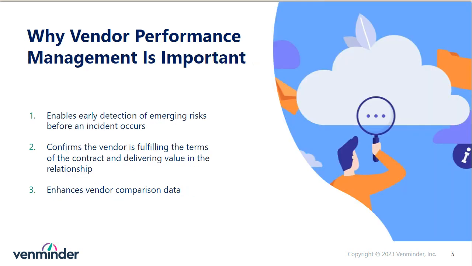So vendor performance management is really important for many reasons, but here are the top 3. First of all, we always need to watch the performance because declining performance is usually an indicator of risk in other areas, and we want to make sure that we catch that early before anything big goes off the rails. The second is that we need to confirm that the vendor is fulfilling the terms of the contract and delivering the value of the relationship. And finally, it really enhances our vendor comparison data so we can look at 2 vendors and have more criteria as to determine which one might get more opportunities, for example.